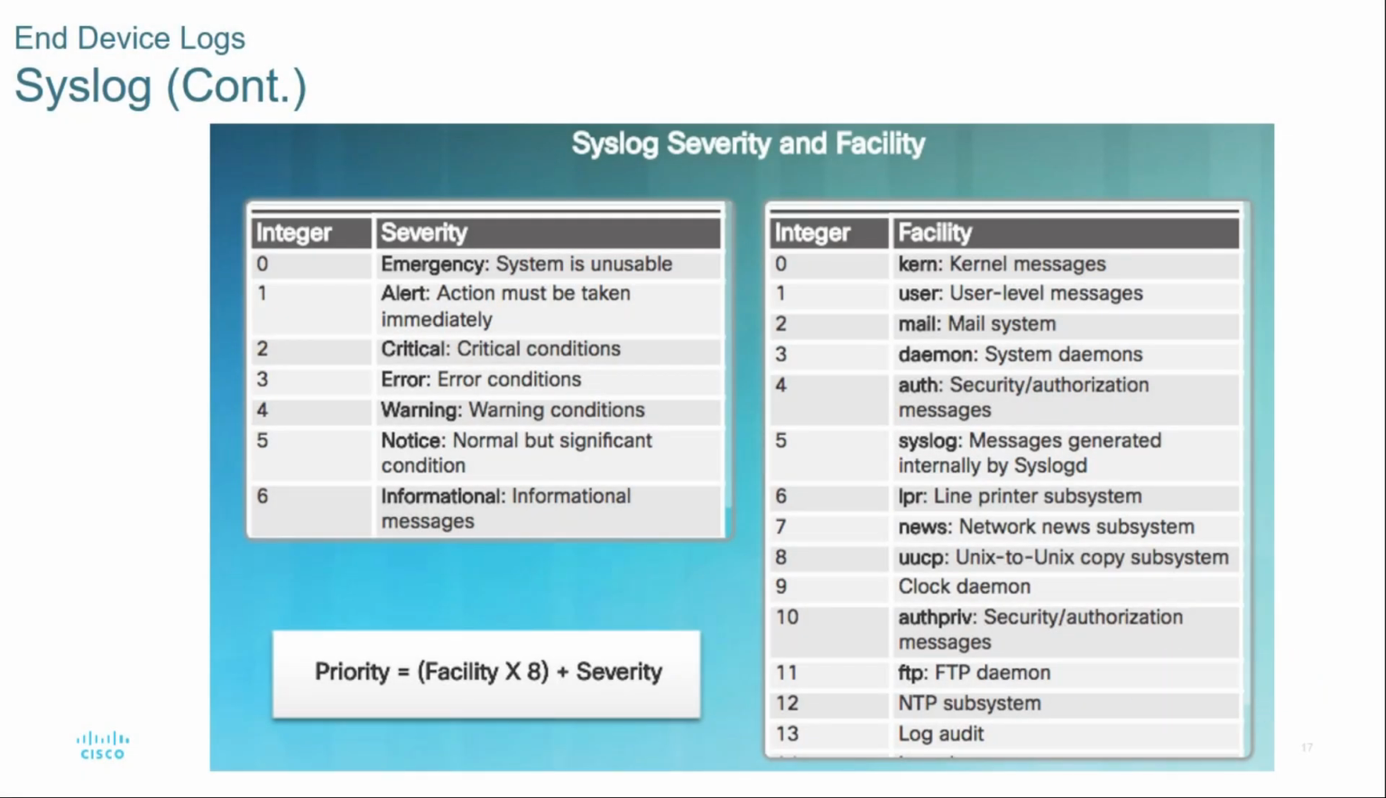Syslogs. Let us see the continuing slides. 0 emergency, 1 alert, 2 critical, 3 error, 4 warning, 5 notice, 6 informational. Priority is equal to facility times 8 plus severity, in order to encode syslog severity and facilities. For example, kernel messages, user-level messages, mail system. So those are the syslog event encodings.